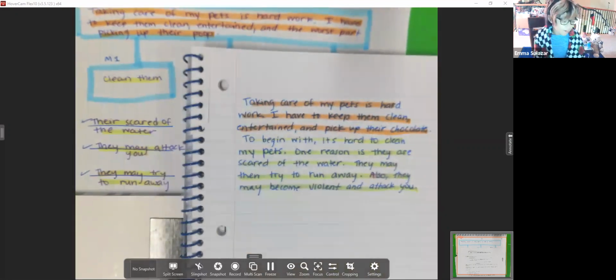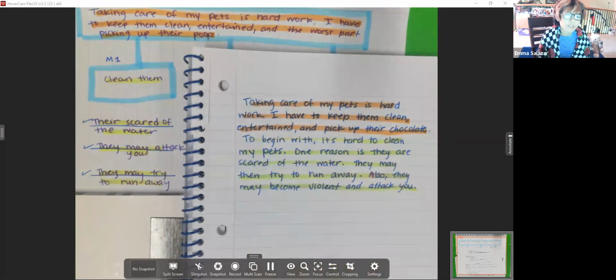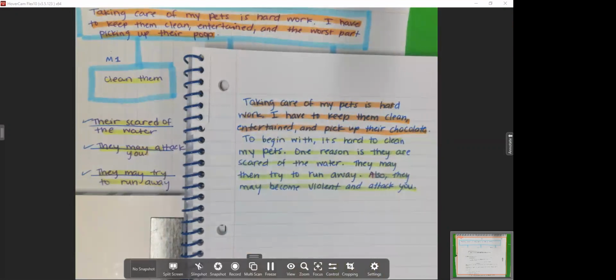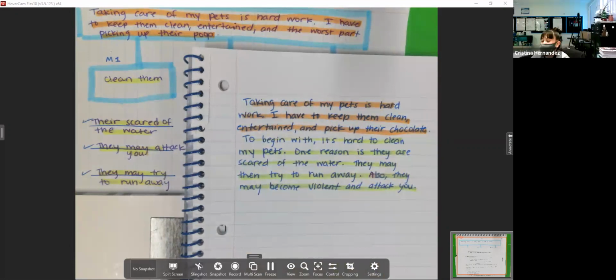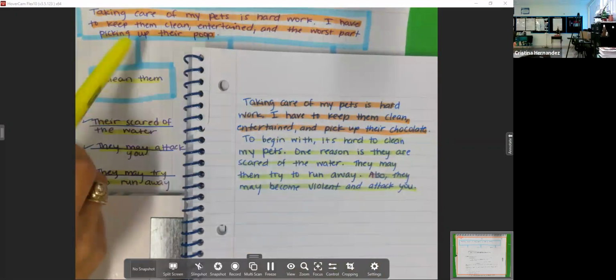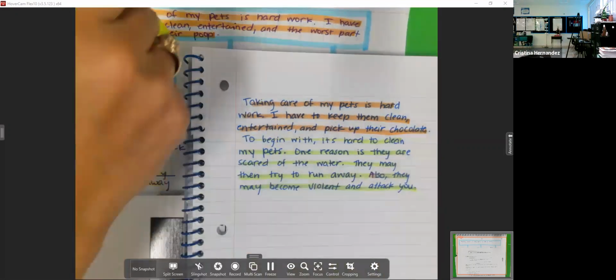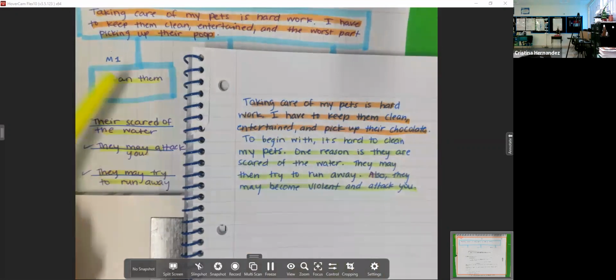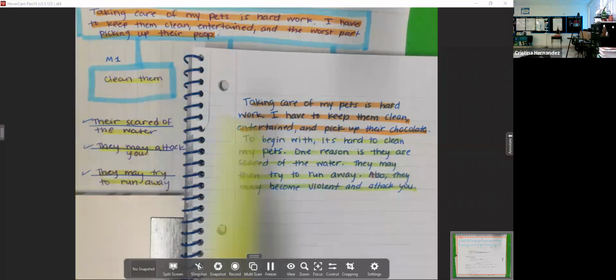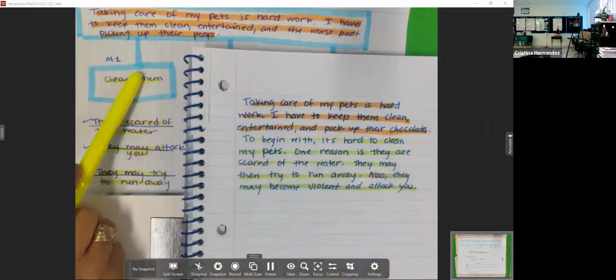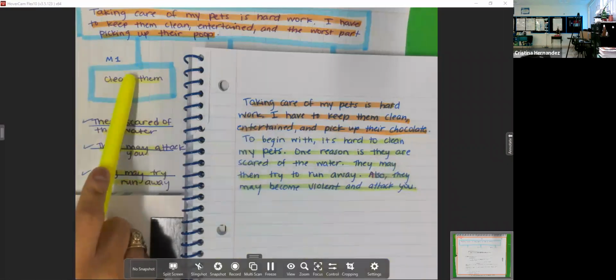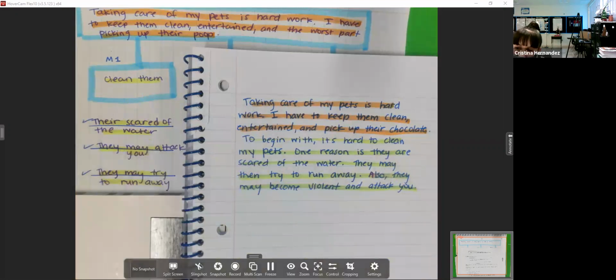It's fun and easy because all you have to do is look at your main idea and then just read the topics or the details. Yeah, that's what I'm telling you. Once y'all complete this back here, you are able to write your story because you can probably already put your main idea or your topic sentence right here. So we could have put, to begin with, it's hard to clean my pets. We could have put that in there and then we'd have our sentences right here. We just have to put them into a paragraph pretty much.